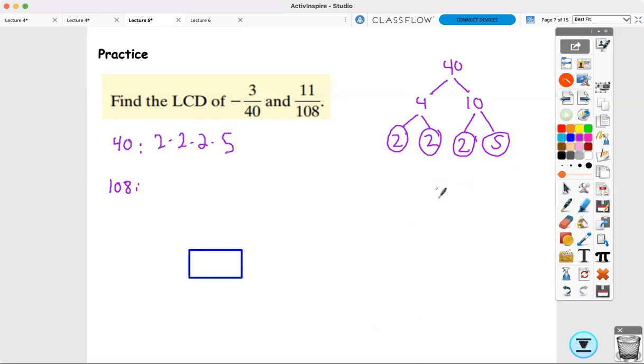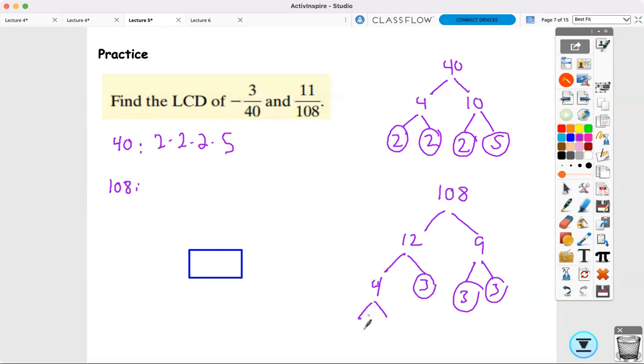All right, let's do 108 now. What two numbers can this multiply to? 12 times 9. All right, now let's break down the 9. What can 9 be? 3 times 3. Yep. And those are both prime, so we can circle those. Now 12, how can we break down 12? What are factors of 12? What two numbers multiply? 4 times 3. This is also a prime. 4 can be broken down to what?